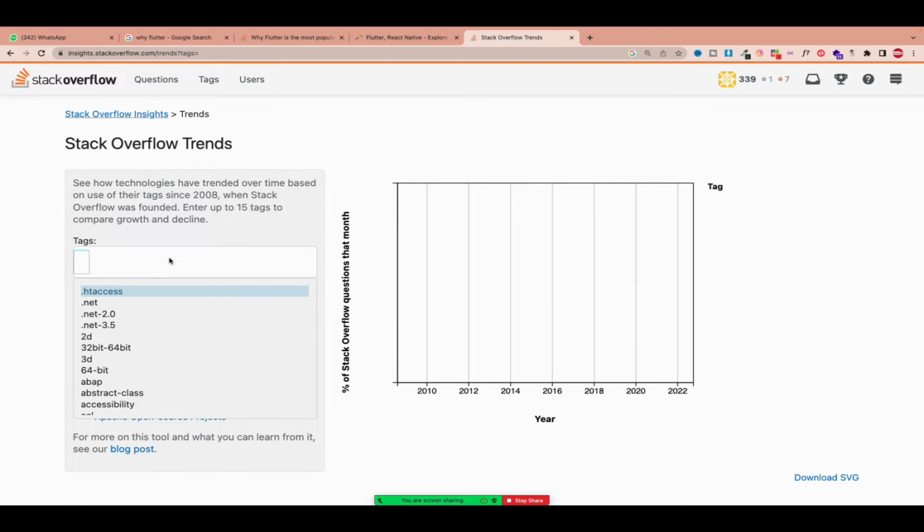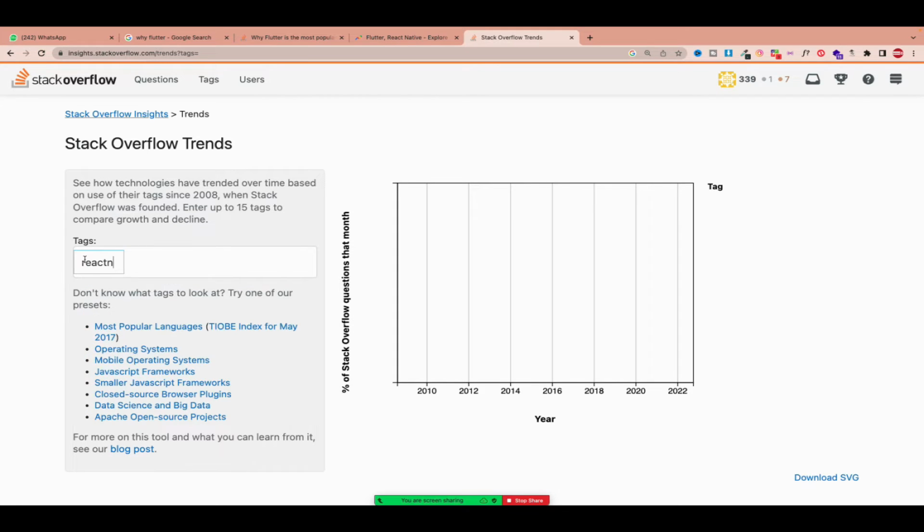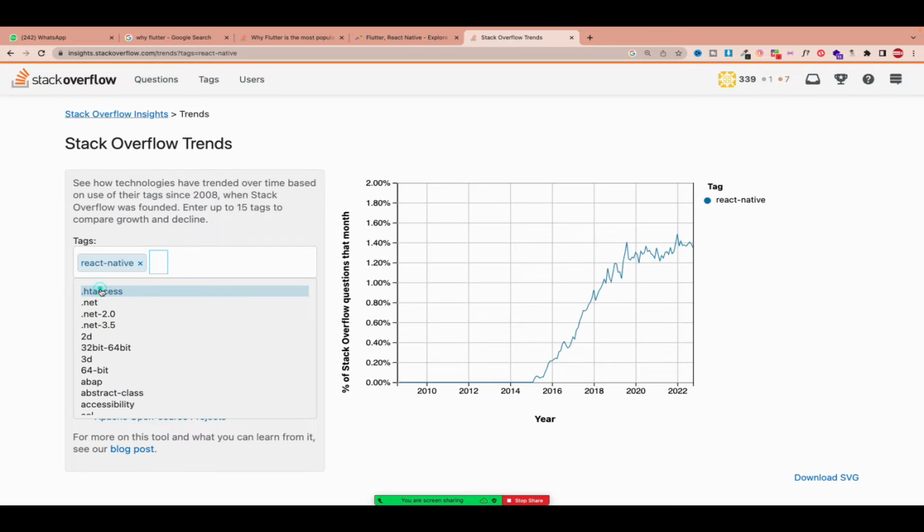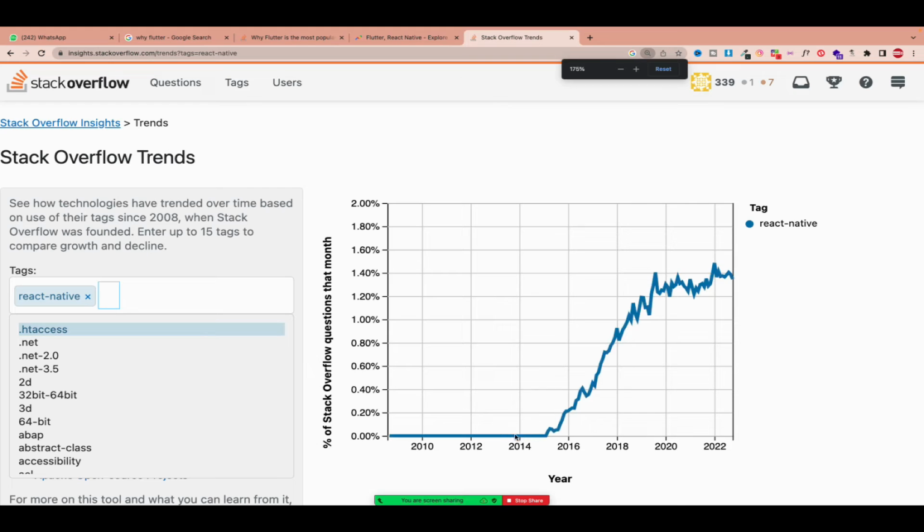Now, let us compare React Native and Flutter. So I just simply come and say React Native, this one. So you see how React Native has been performing in different years, okay? In 2014, no one was searching until 2014, and then people started searching like that.